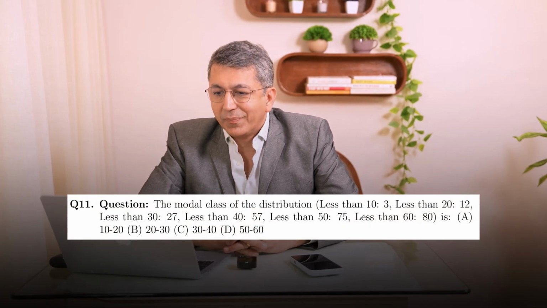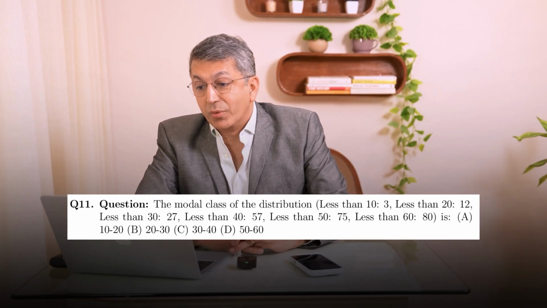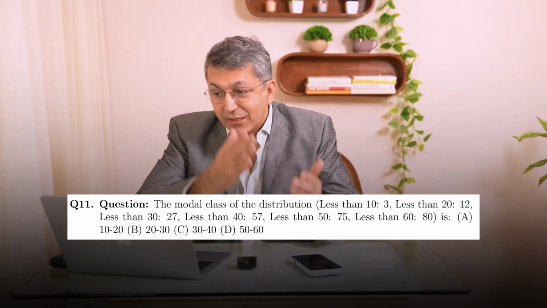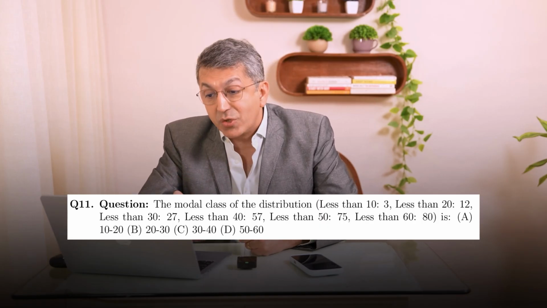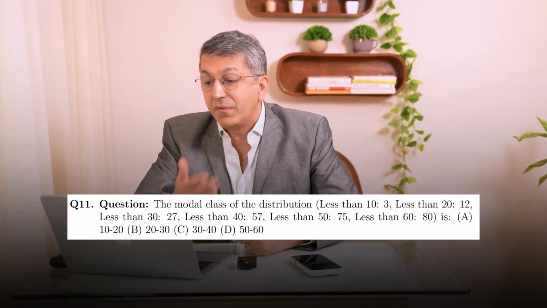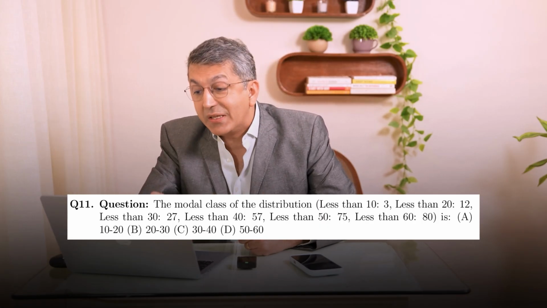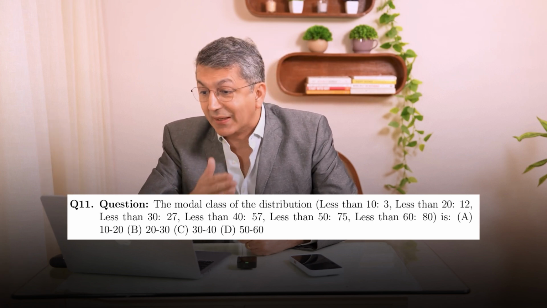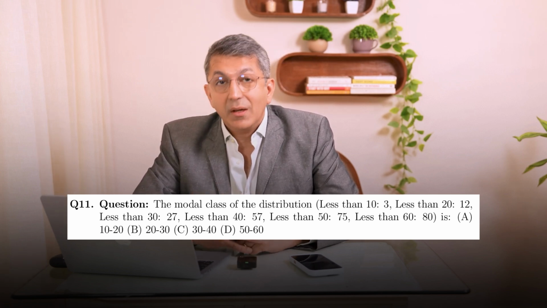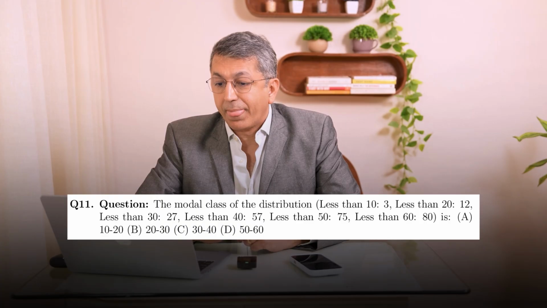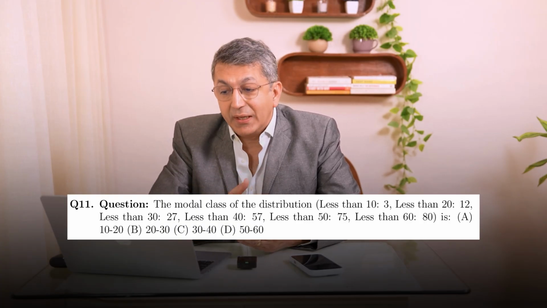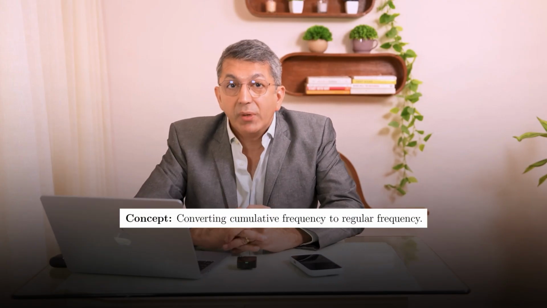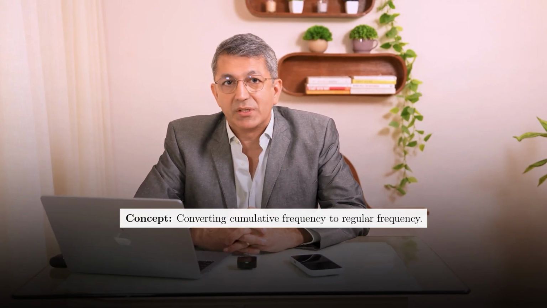Question 11. The modal class of the distribution (less than 10: 3, less than 20: 12, less than 30: 27, less than 40: 57, less than 50: 75, less than 60: 80) is A. 10-20, B. 20-30, C. 30-40, D. 50-60. Concept: converting cumulative frequency to regular frequency.